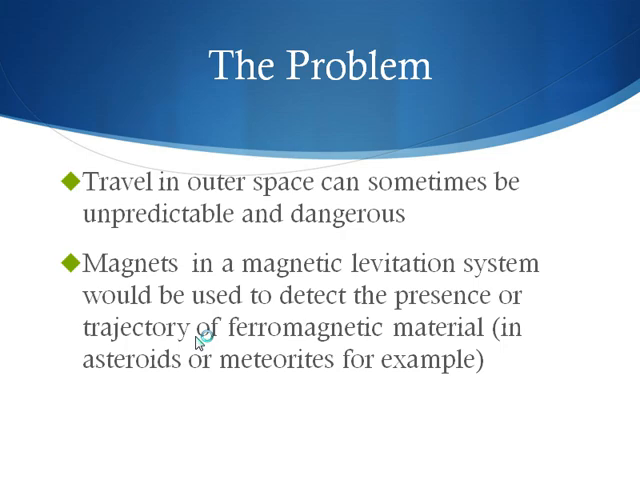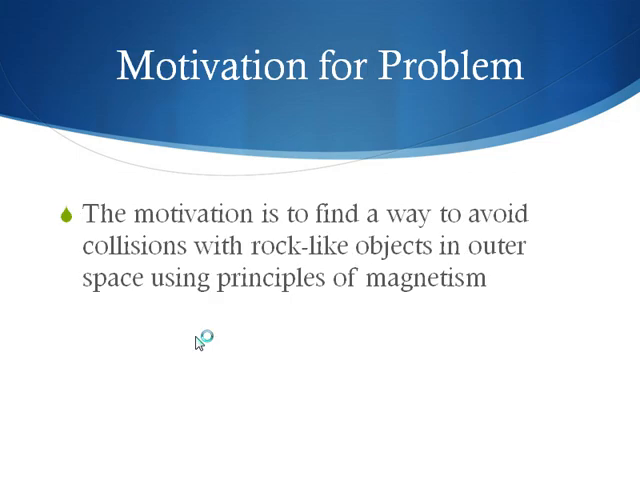So basically, how my system would work, it would be used on a spaceship to detect ferromagnetic material in the path. For example, if you were traveling through asteroids or meteorites, the magnets would be used to detect the presence or trajectory of ferromagnetic material in asteroids or meteorites, for example. So the motivation for this would be, of course, to avoid collisions with rock-like objects in outer space using principles of magnetism.